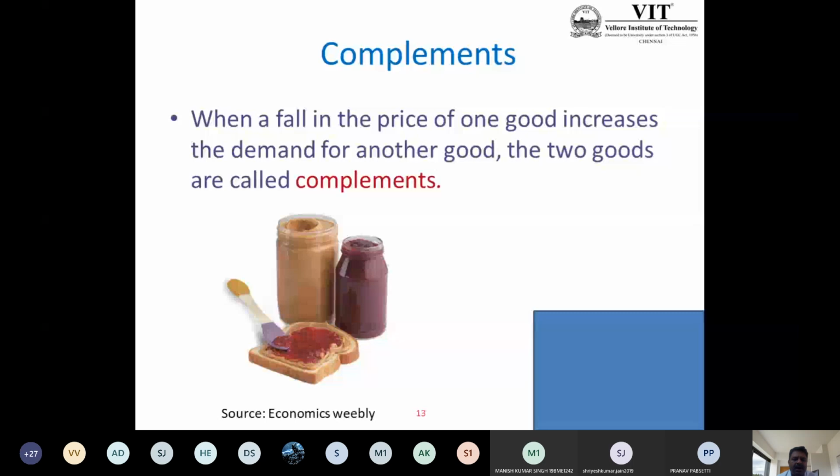So these products combination, bread and butter, bread and jam. These things are called complements. They complement each other. Suppose I buy jam alone. I cannot eat jam alone. I need either bread or chapati or some other kind of plain item on which I apply the jam and eat. Very rarely we consume jam as such. So these products or product combinations, to be very precise, are called complements.